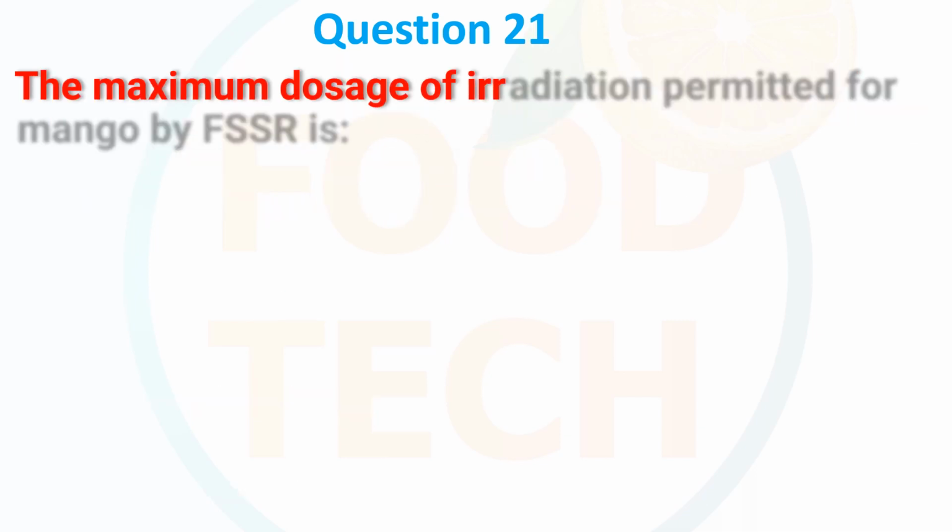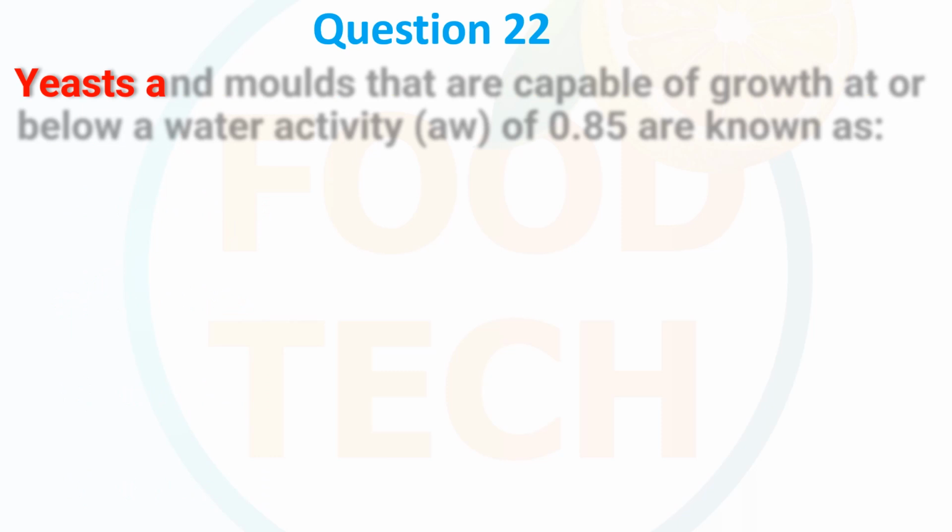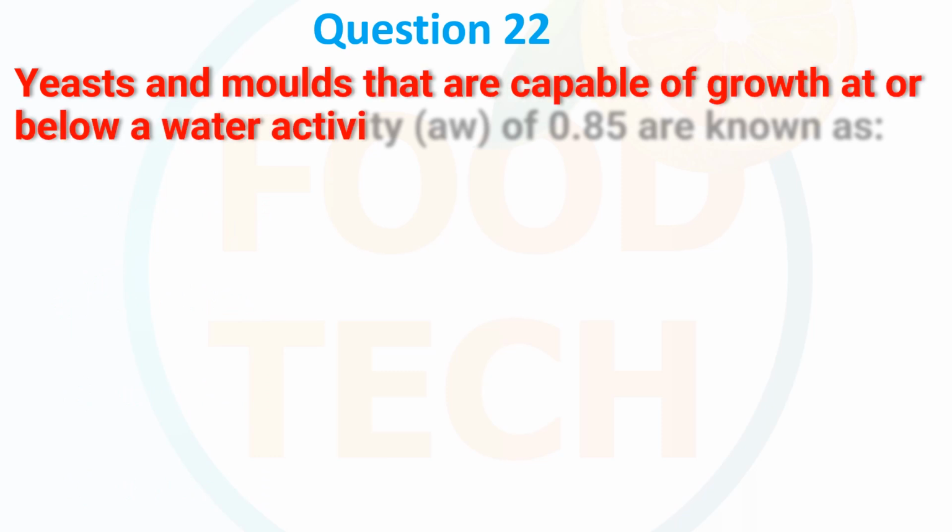The maximum dose of irradiation permitted for mango by FSSR is: A. 0.09 kilogray, B. 0.75 kilogray, C. 0.09 radiation, D. 0.75 radiation. The answer is B.